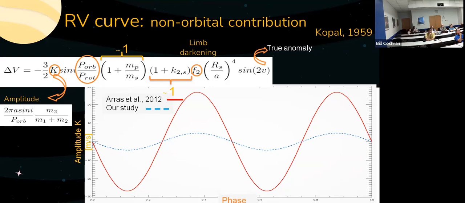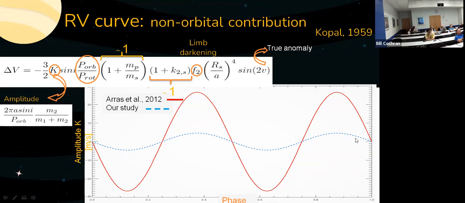So they didn't consider the fact that this term here, which is the ratio between the orbital period and the rotational period of a star. They just considered it to be 1, because in many cases there can be synchronous rotation, but for stars, for example, it depends.